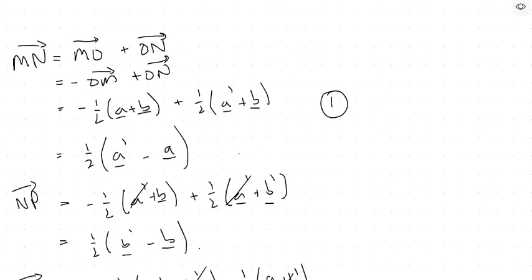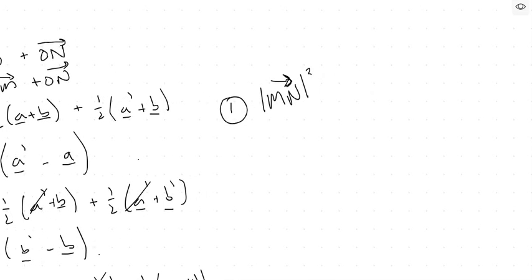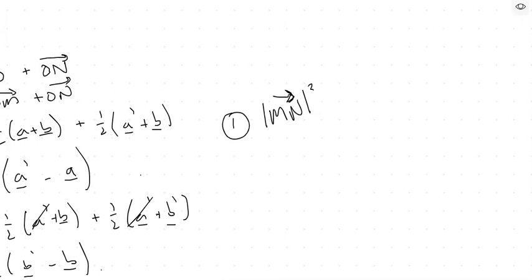let's do the mod of MN squared, right? Why are we doing the mod of MN squared? Because if we have a vector and we want to know the mod of that vector squared, that's equal to the vector dotted with itself, right? So we're going to use the dot product here.